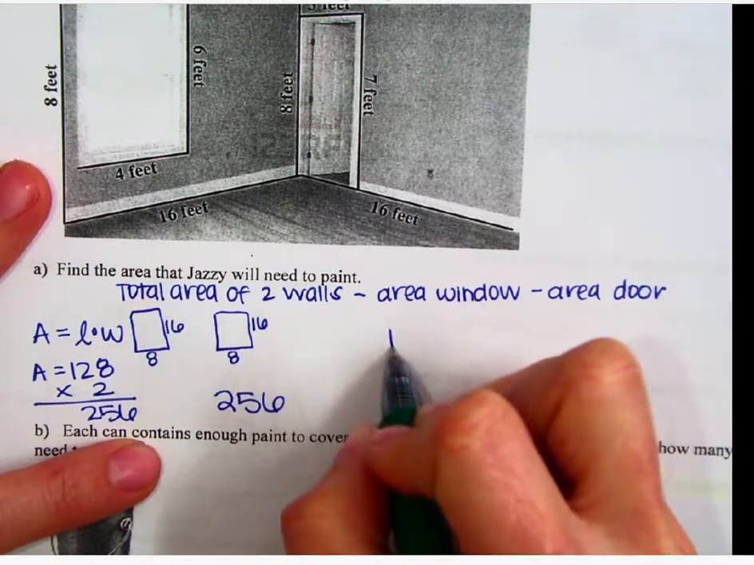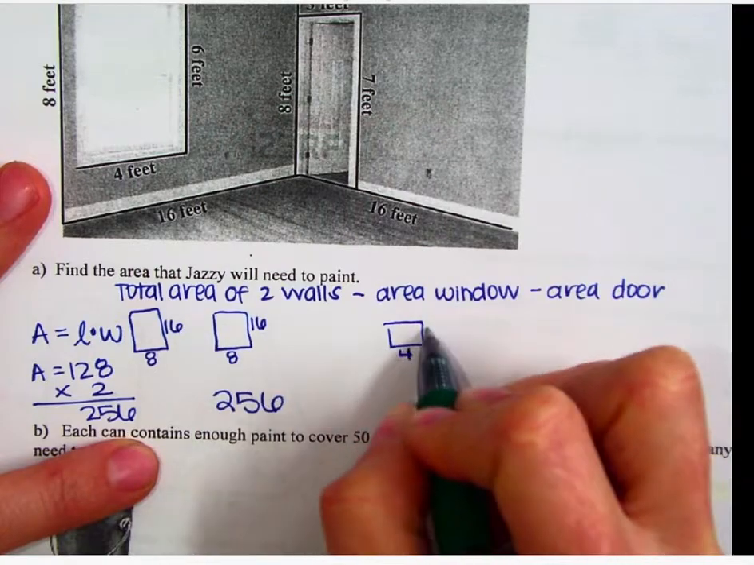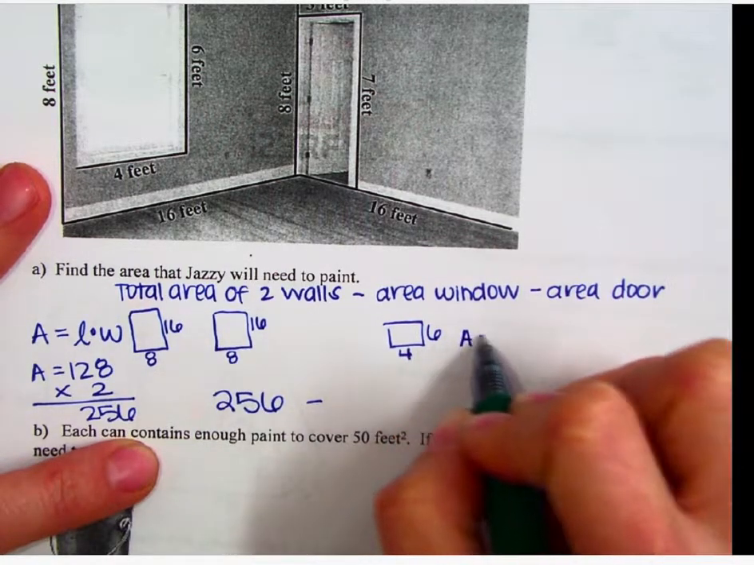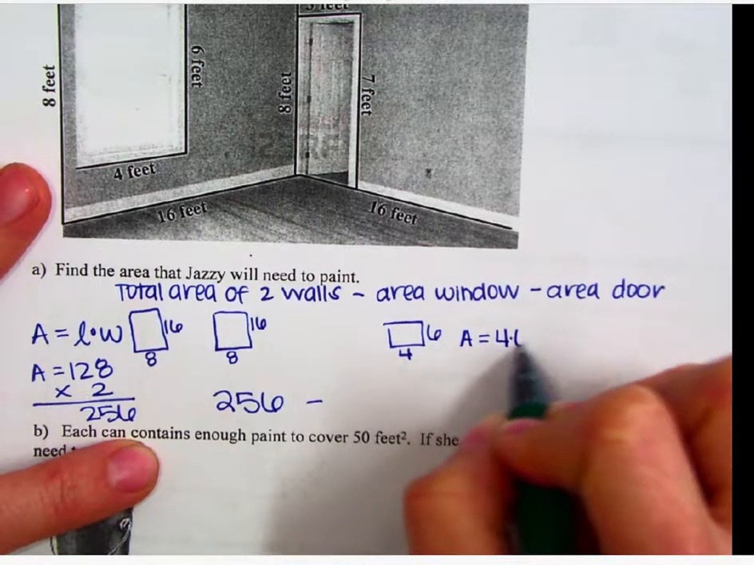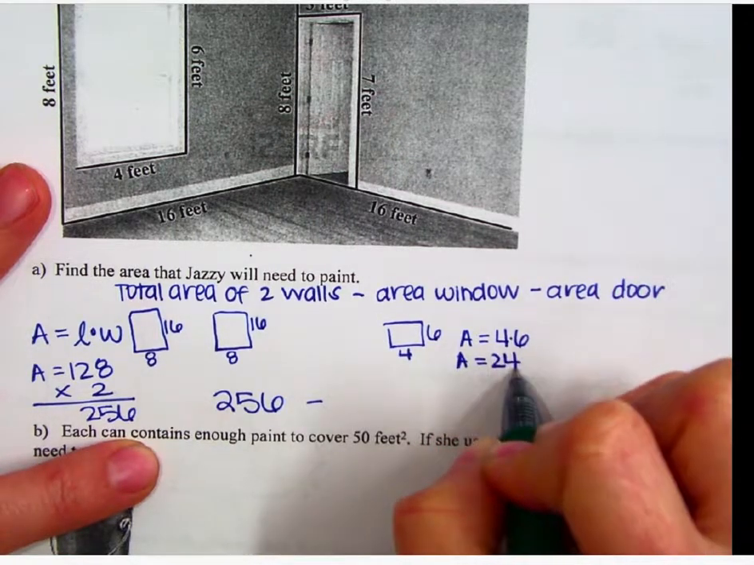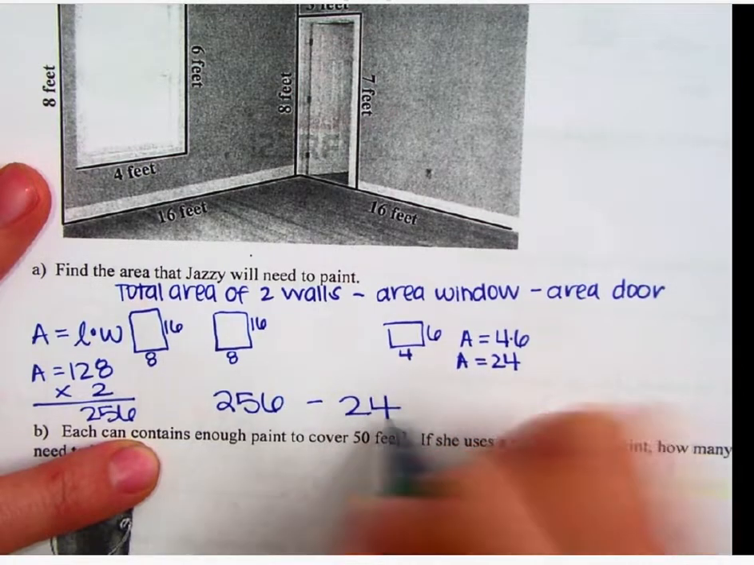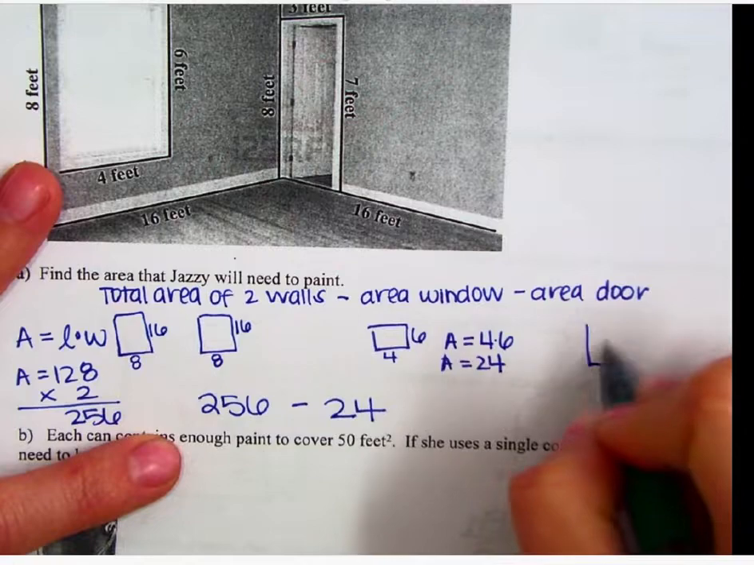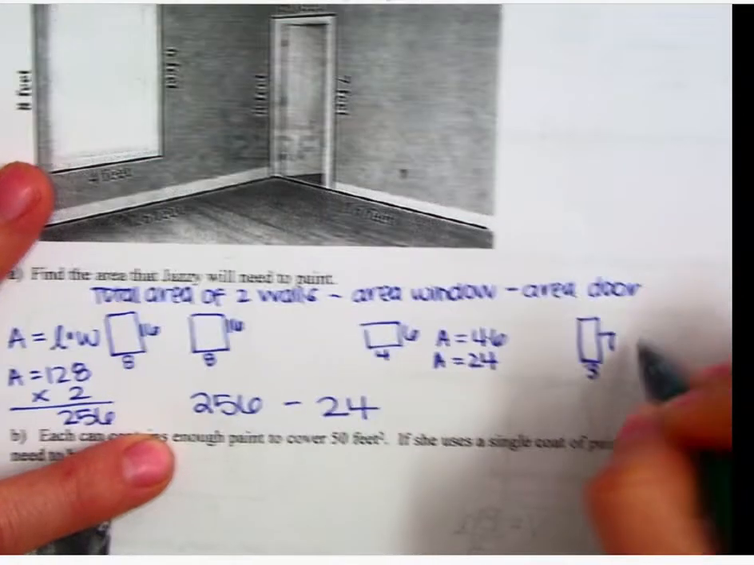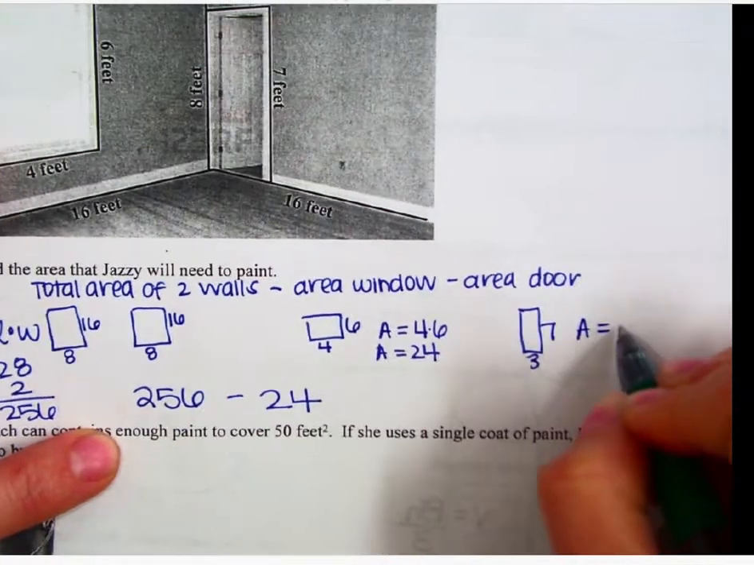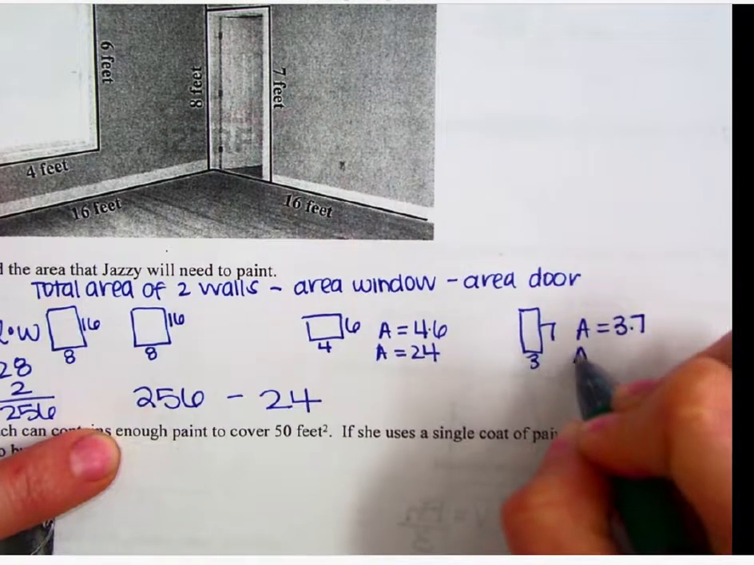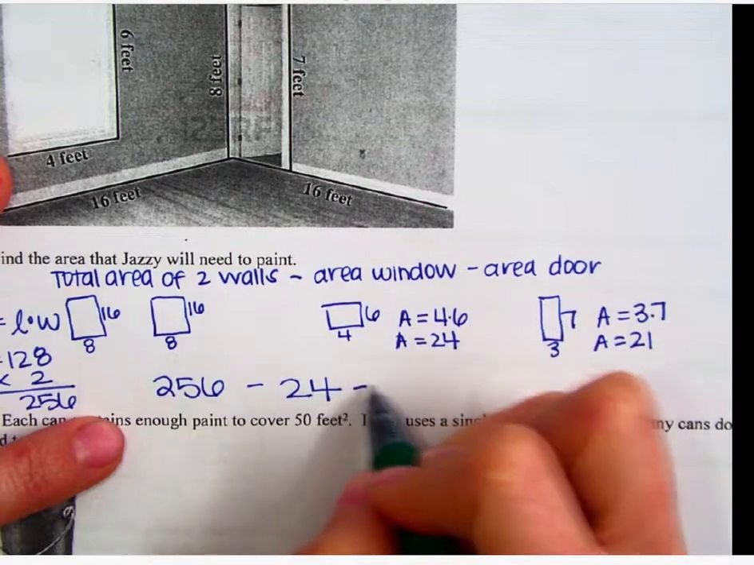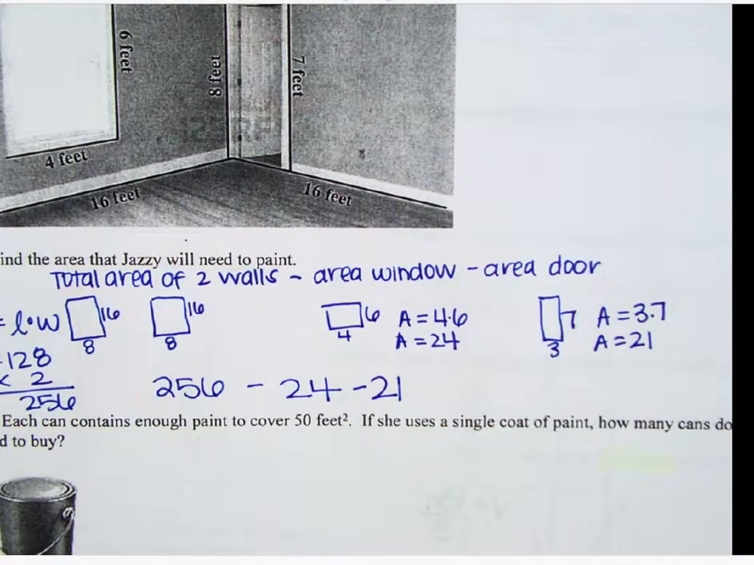So the window is very clearly a 4 by 6 rectangle. So to find the area of that, length times width, we get that the area is 24. We're going to be subtracting that from that 256. Then lastly, we have the door, 3 by 7, which we find the area by multiplying length and width because again, we have a rectangular door. So I'm going to be subtracting that 21 square feet.